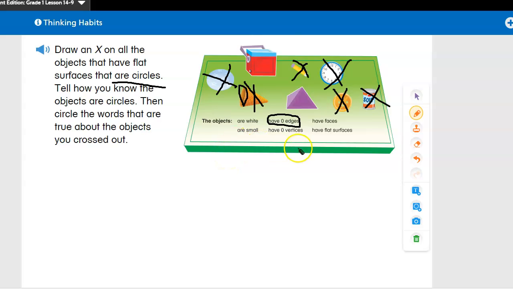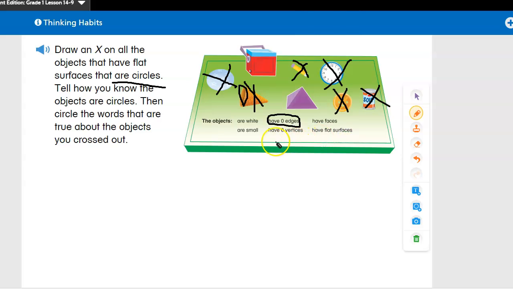What about they have 0 vertices? We can't say that because our object right here, our cone, has a vertice, so that's not true for all of the objects. What about have faces? All of these objects have faces. No, we're not going to say that. What about have flat surfaces?